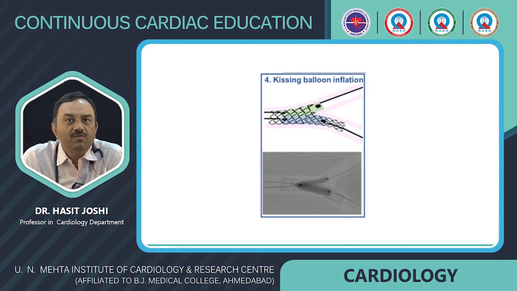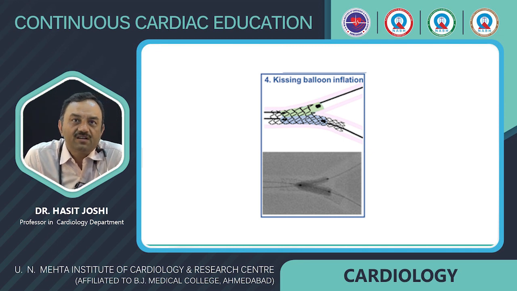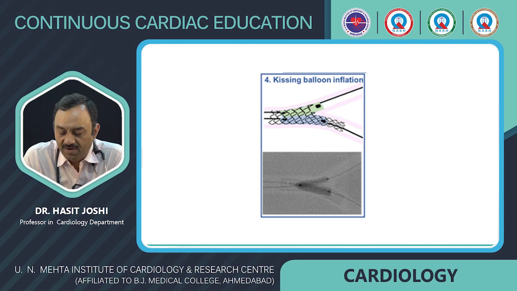Then comes the kissing balloon inflation. After that, the stent strut has to be opened. Once the side branch is wired, ideally it should be done through the most distal strut, the carinal strut, and then it should be dilated with a balloon 1:1 with the side branch. The advantage of doing a side branch balloon is that it abuts and properly expands the stent into the side branch ostium, so that there is no gap left between the side branch ostium and the stent where thrombosis can occur.